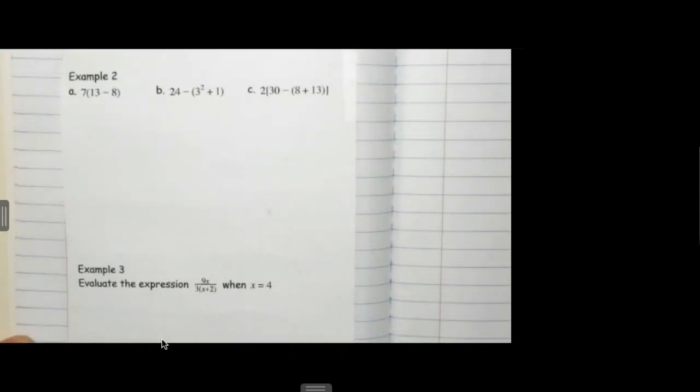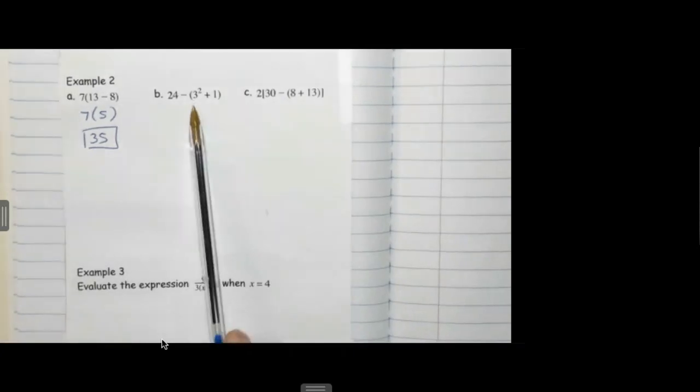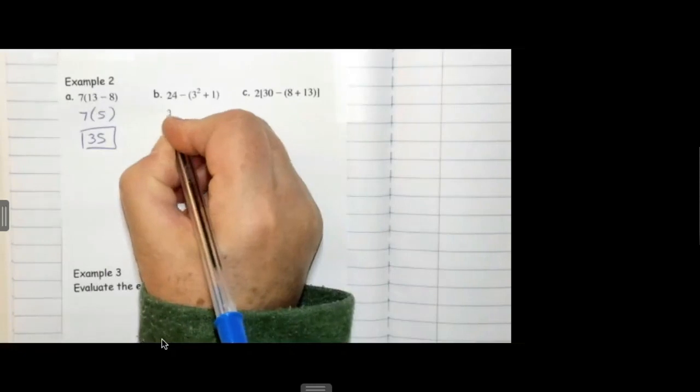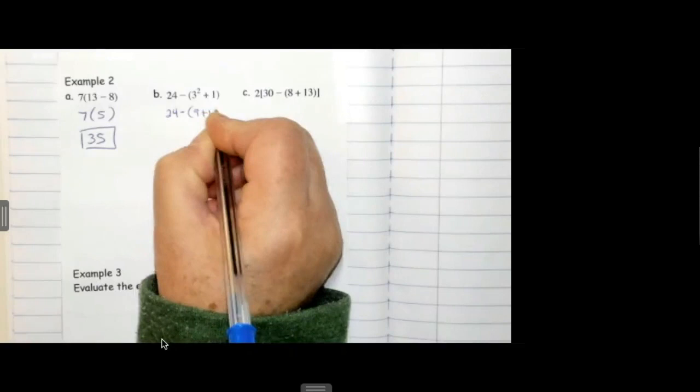A few more examples, and then you can get started on your work. Again, pretty basic on A. You know that you're starting in parentheses. 13 minus 8 is 5, and then 7 times 5 is 35. You probably already have the answer without showing any work. On B, I'm starting in parentheses. 3 squared is 9, plus 1 is 10, and 24 minus 10 is 14. Fine, put down 14. I really honestly don't have problems when the problems are so simple like this.